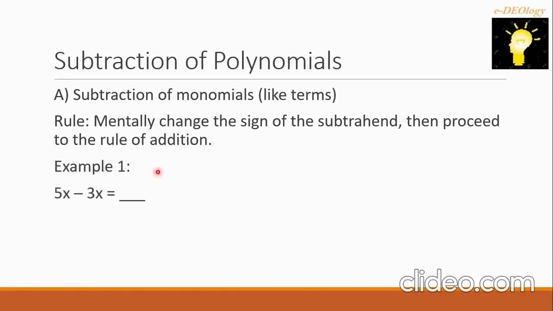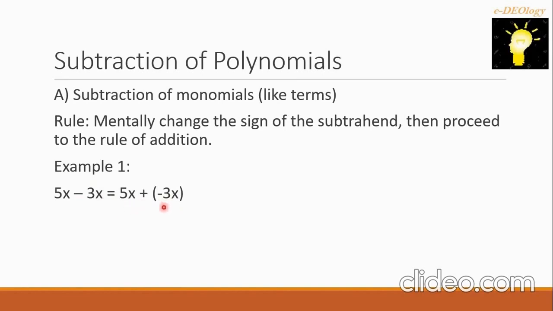So let's have an example 1, 5x minus 3x. For the 5x, that is the minuend, we simply copy that here. Look at the 3x here. This is our subtrahend. So the 3x becomes negative 3x, and the minus sign becomes plus. And then we will apply the rule of addition.